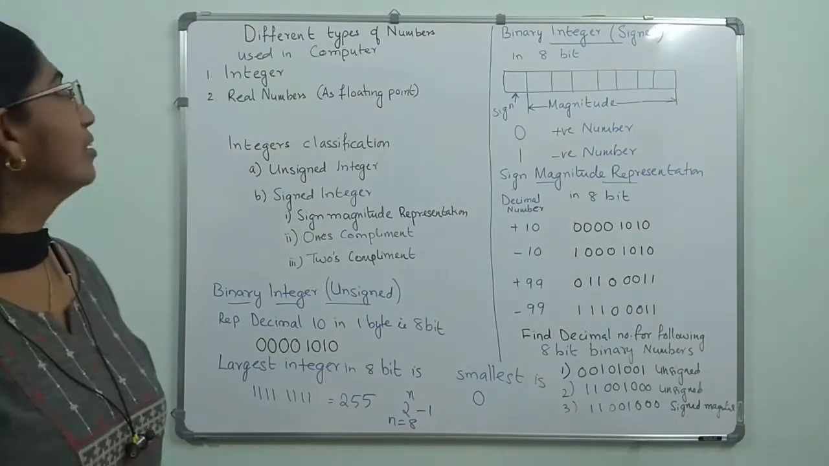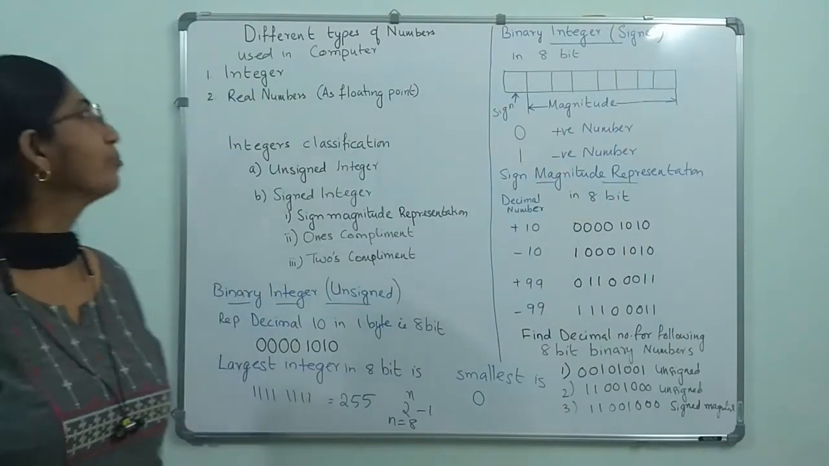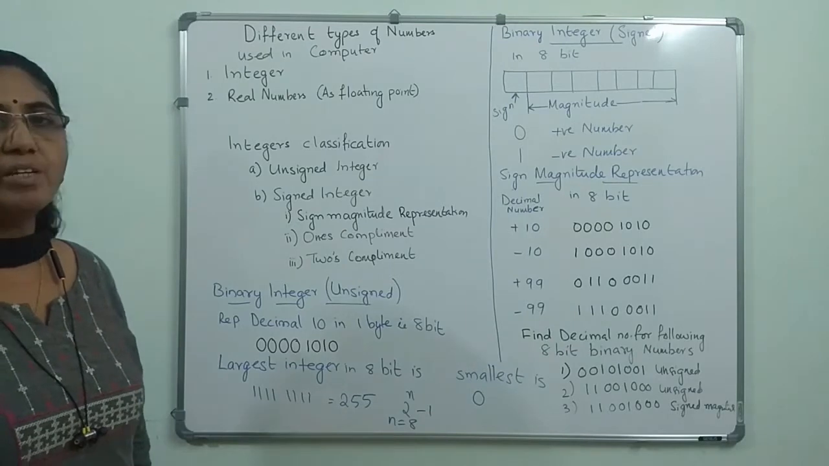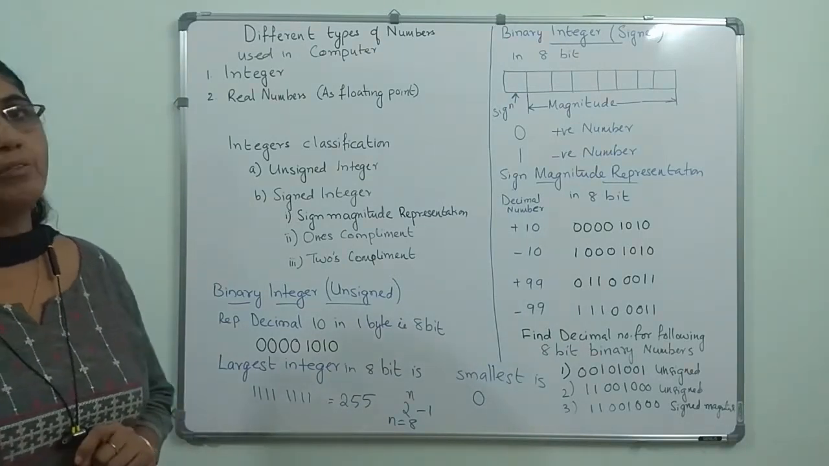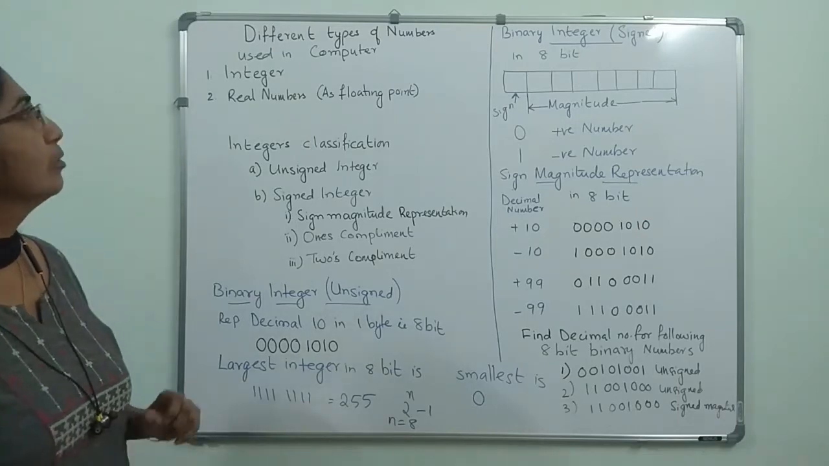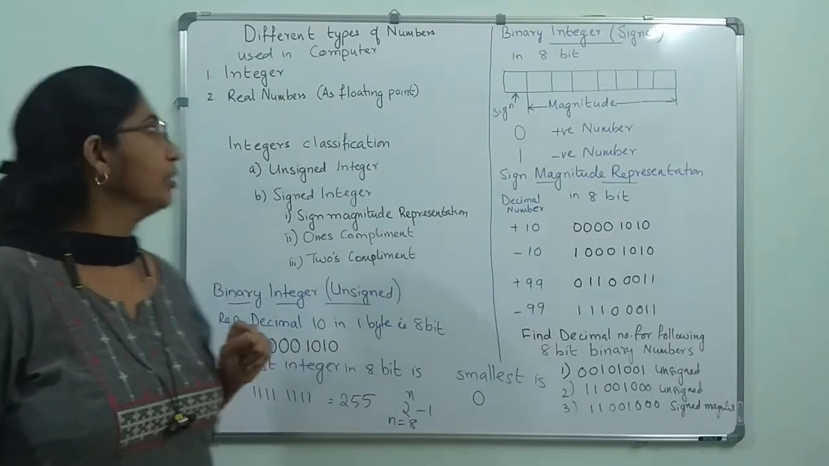Today we are going to discuss the different types of numbers we are using in computers. Last class we discussed how to represent numbers, right? In 8-bit we have given an example. So we have to understand what are the different types of numbers we can use in computers.